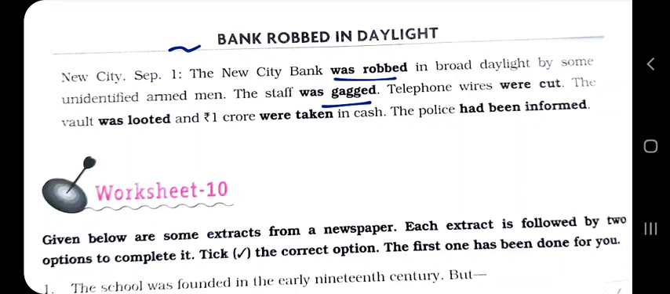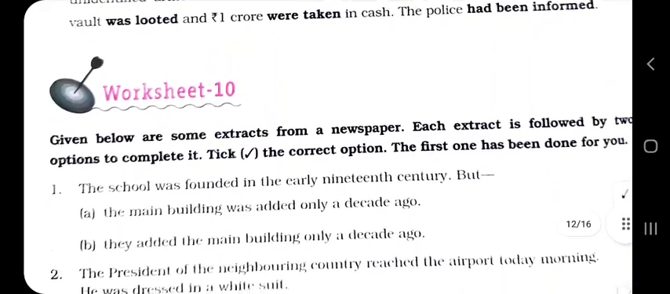The police had been informed. Police had been informed, about what? About the robbery. But what is the important thing? This robbery is more important than who did it. And all the information related to this robbery was given to the police.